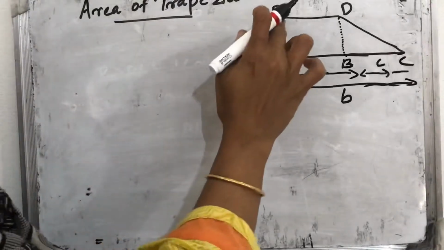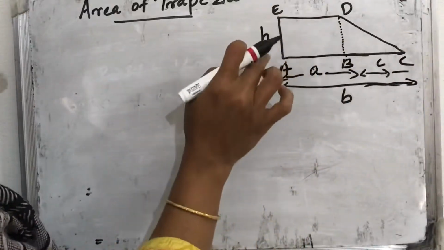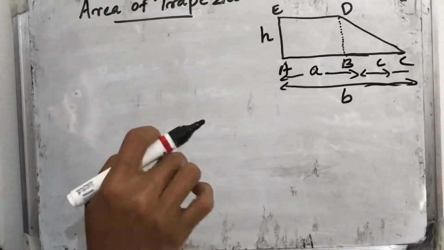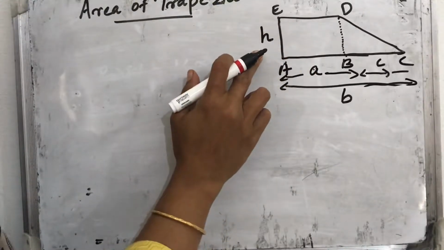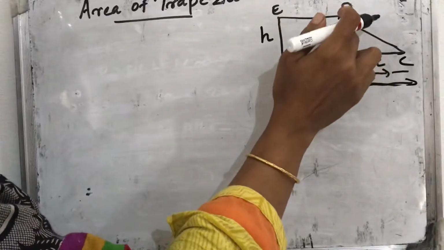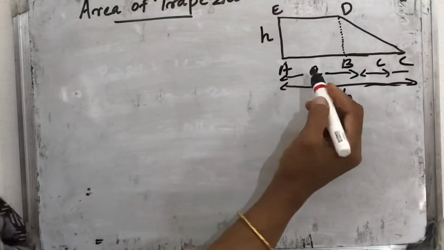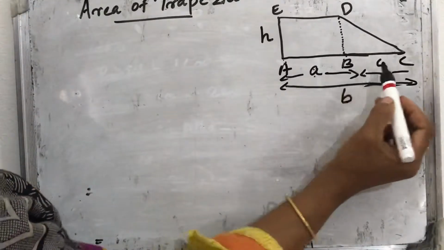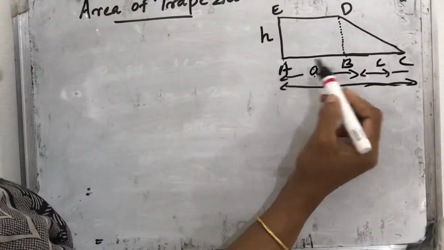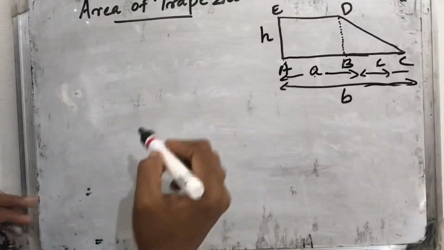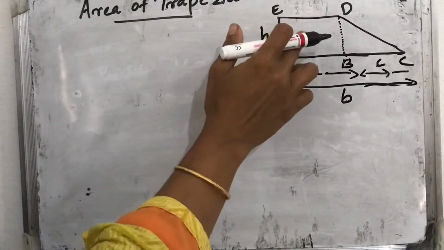That h is the height of this triangle, and we can also consider it the height of this trapezium. When we consider the rectangle, it is the breadth of that rectangle, and when we consider the triangle, it is the height of that triangle. So we take it as the letter h, the distance AB as a, the distance BC as small c, and the total distance from A to C as b.